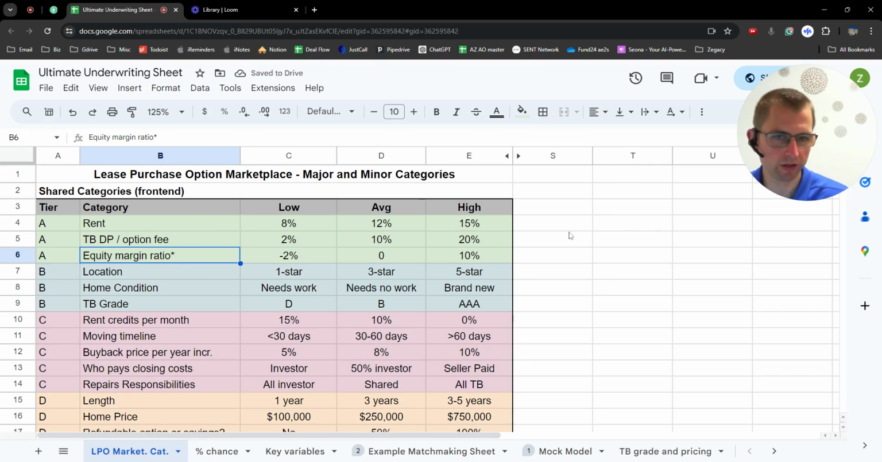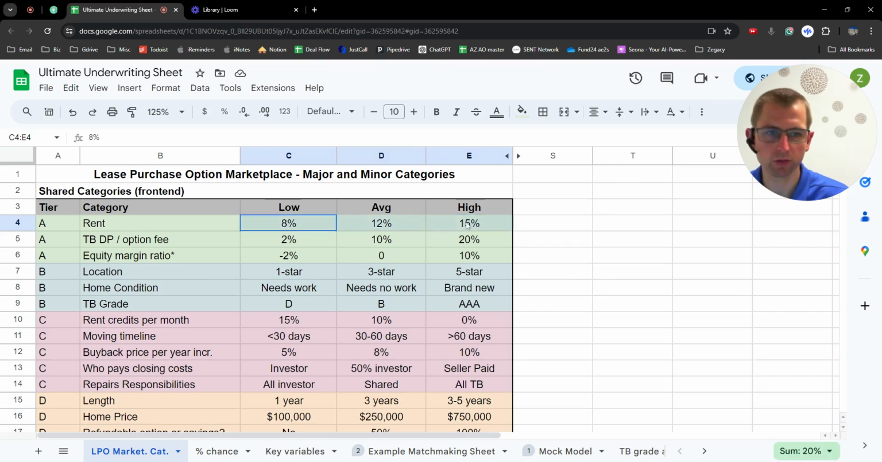Rent. So on a $200,000 house, a low rent might be $1,200 a month. An average rent might be $1,600 a month, and high rent might be $2,500 a month. So you could see how, based on some of these other categories, what the range would be. And so for tenants, you obviously want the lowest rent. For investors, you want the highest rent.